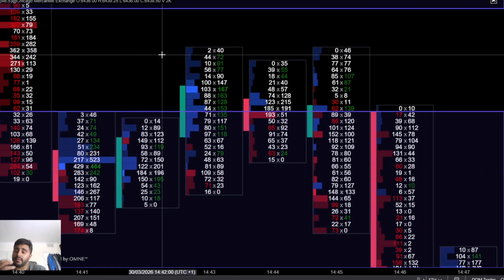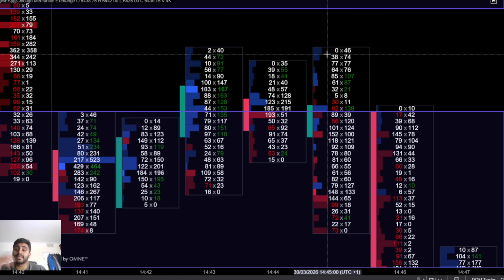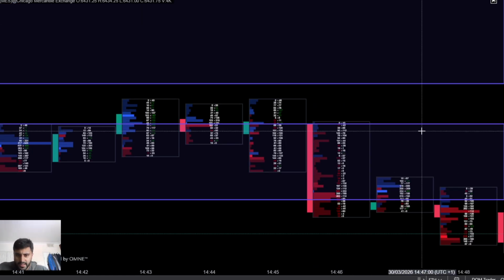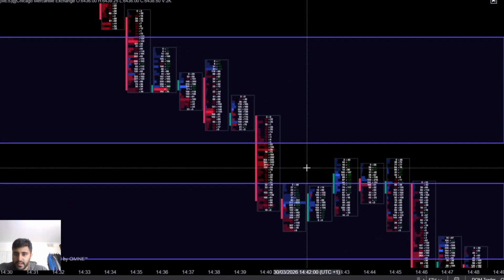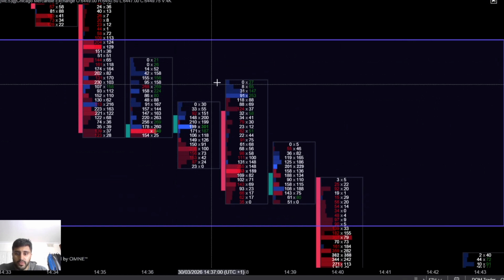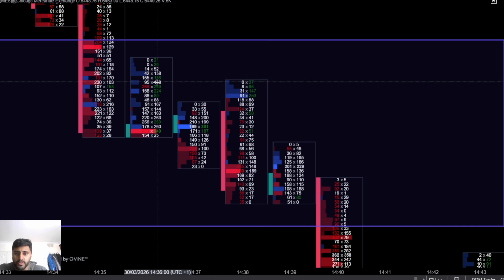Or it increases the probability that the market is less likely to visit here. When you see a 0, it means the market has finished trading there, so it's less likely to visit there. That's how the footprint charts work. And again, we see the same thing over here. We see quite a few 0 prints, 1, 2, 3, 4, four 0 prints over here.